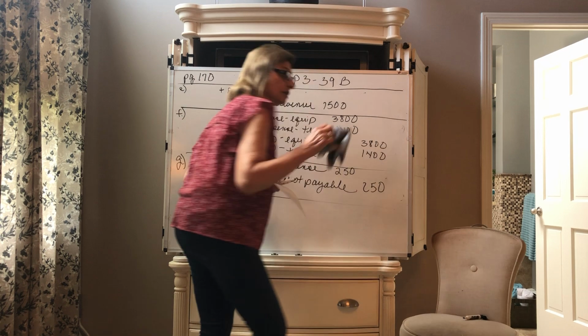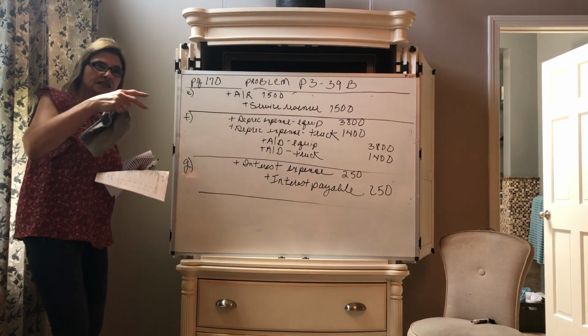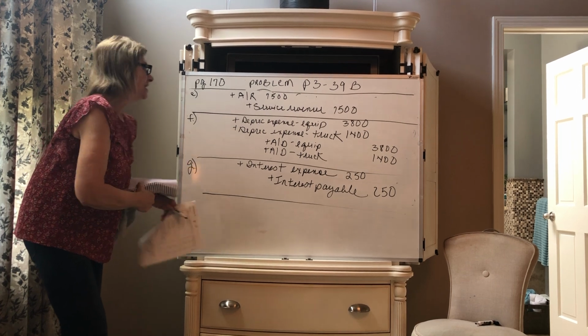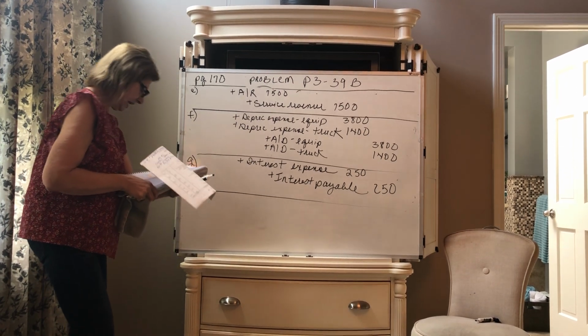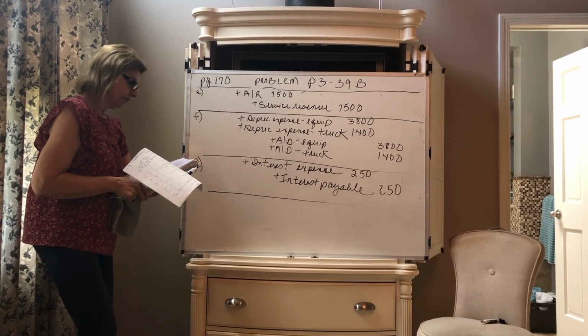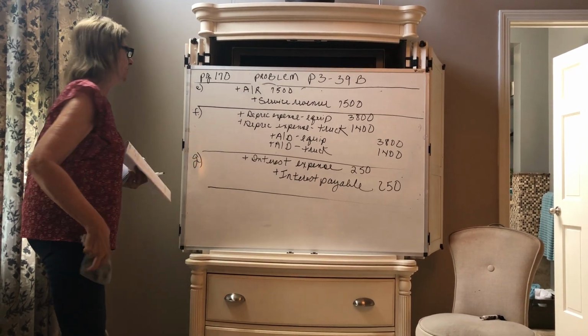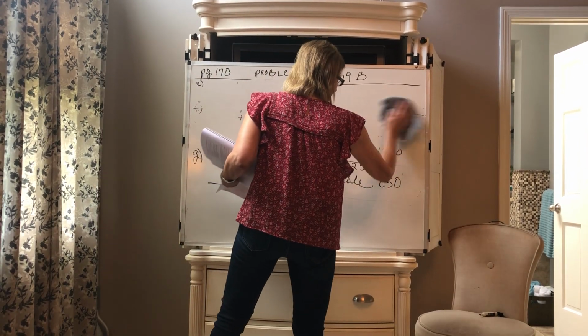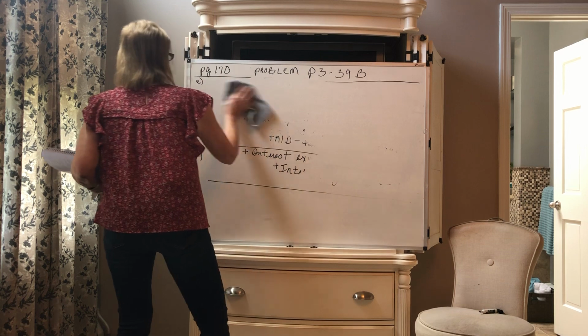Okay, so that's A through G, the main part of the problem. There's a little bit of a follow-up for this on the next page, I believe. Yes, for A, D, and G, we have to do the subsequent entries. So I'm going to do those real quick. Some of the problems have this, not all of them.